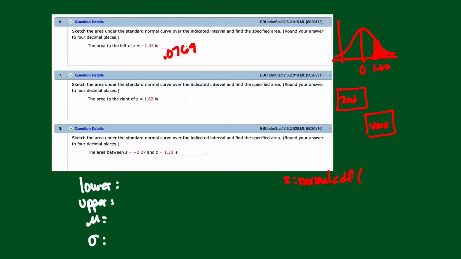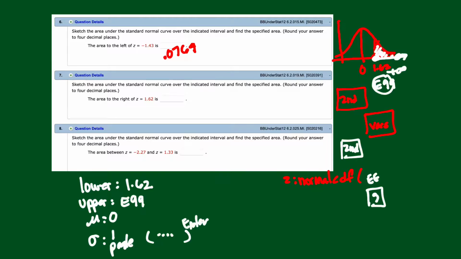I want the area to the right of Z equals 1.62. So the area to the right, that's over here, so my lower bound is 1.62. Type in 1.62, enter. And now the upper, look at the picture up here on the top. Go ahead and paste. Press enter, and then you're ready to calculate.